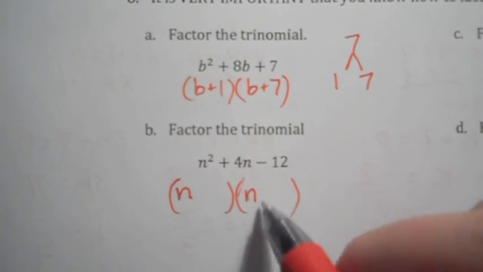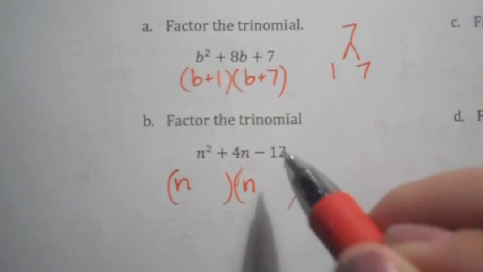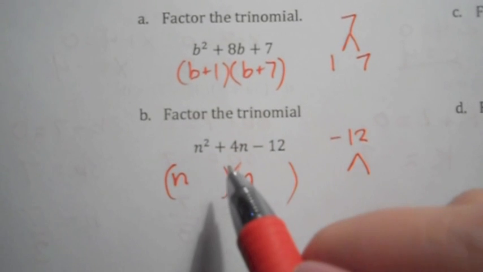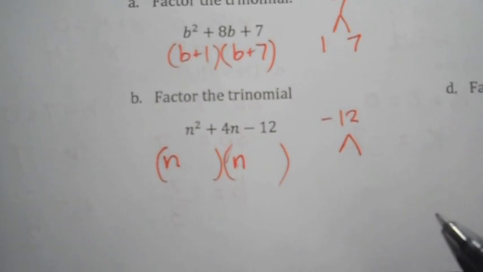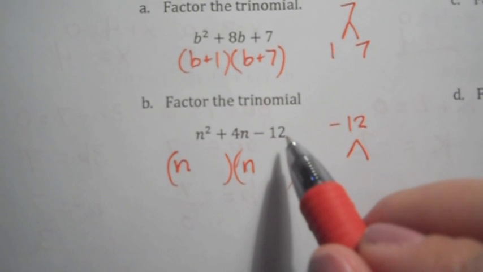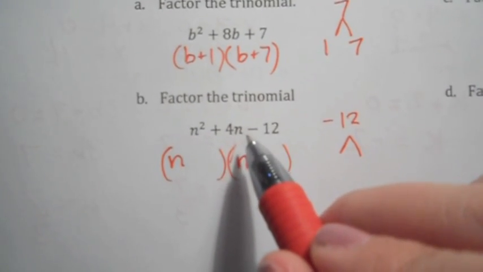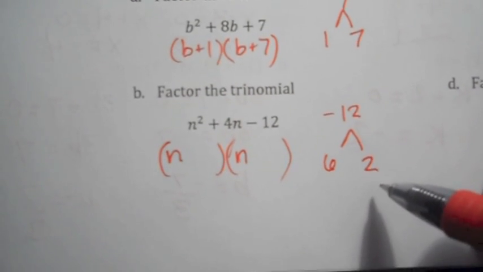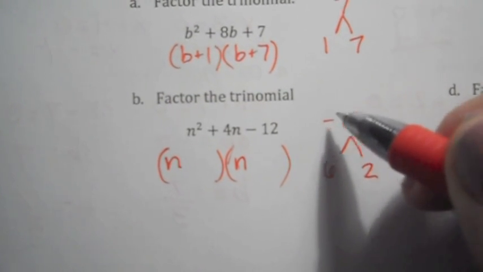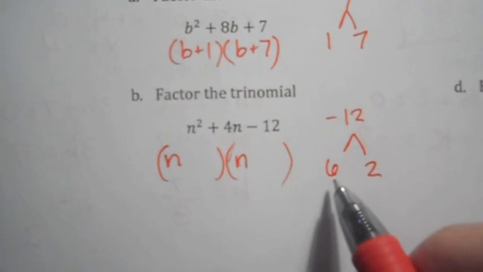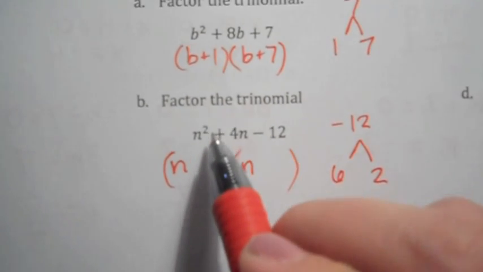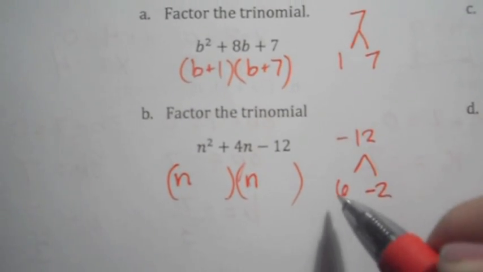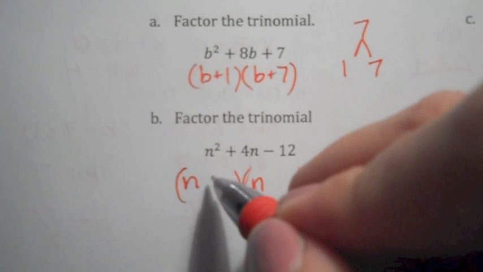Now the number here and here have to be factors of negative 12. It means they have to multiply to get negative 12, and they have to add to get 4. Let's see, if we did 3 and 4, that's not going to end up being 4. What about 6 and 2? But since negative 12 has the negative sign, that means one of these terms has to be negative. Since we have a positive 4, that means we want the 2 to be negative, because 6 and negative 2 would make a positive 4.